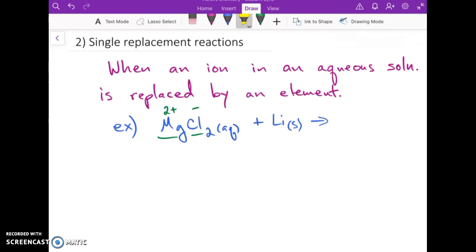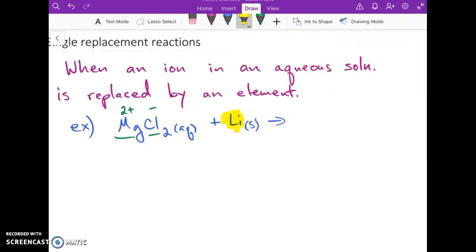And that is because the lithium is a metal and can make cations, positive ions. So it would make more sense for it to replace the magnesium. And by replacing the magnesium, now the lithium is paired with the chloride and the magnesium is by itself. So if that doesn't make sense, let's finish the reaction for you.